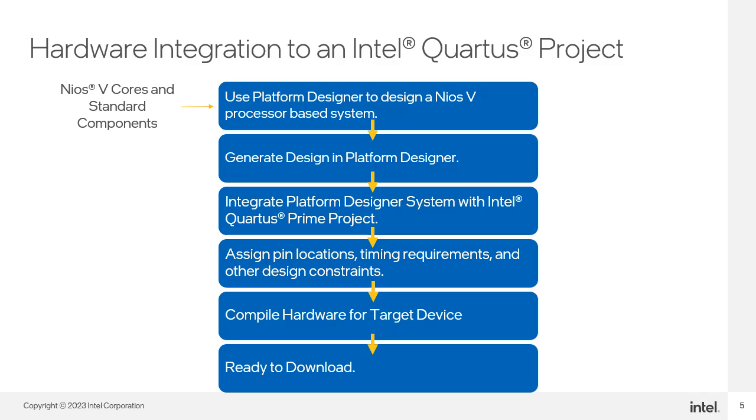The hardware integration flow of a system design for Nios V processors starts from defining and generating a system in Platform Designer. For this, Nios V cores and standard components need to be added to this design. The design needs to be generated and integrated into an Intel Quartus Prime project, then assign pin locations, timing requirements, and other design constraints. The project can now be compiled for the device and is ready to download the FPGA design to the device. For this purpose, you can use the Intel Quartus programmer. After this process is completed, the steps for the software flow need to be followed to complete the system design.